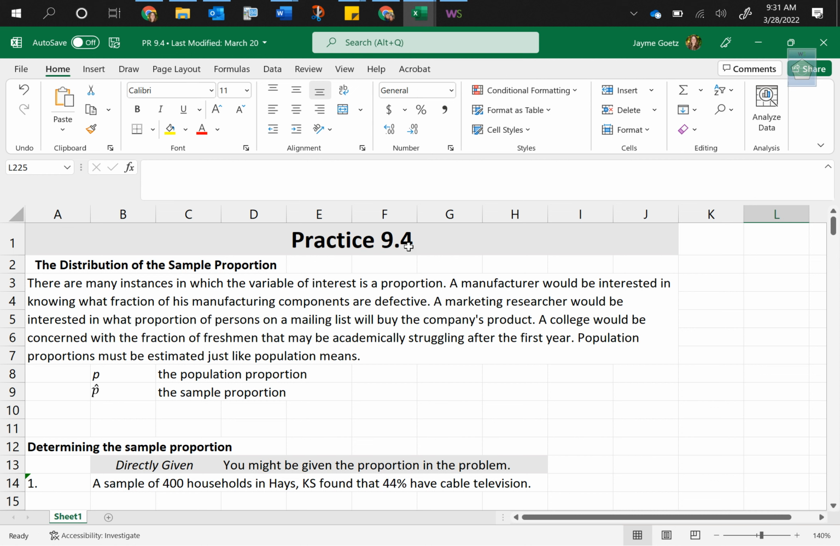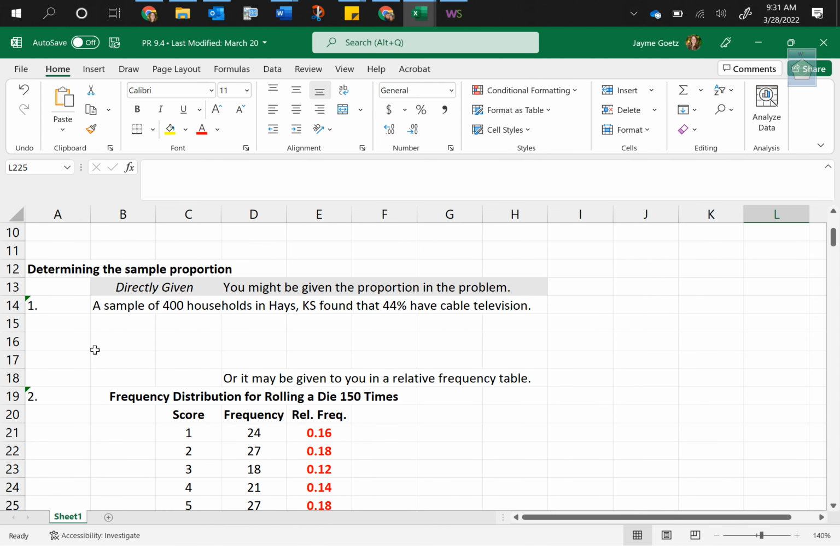Population proportions must be estimated just like population means. So, P represents the population proportion, and P hat represents the sample proportion. Don't forget, P hat is what we call that, it's a sample proportion. So, determining the sample proportion.